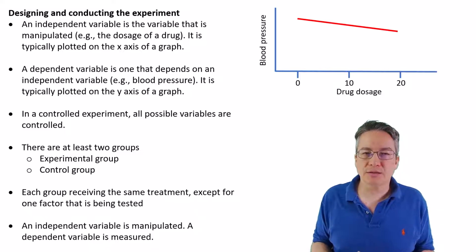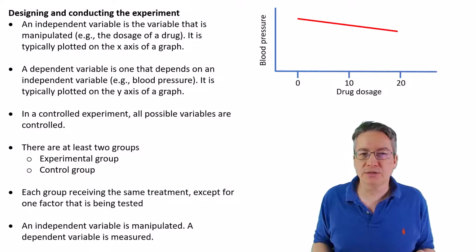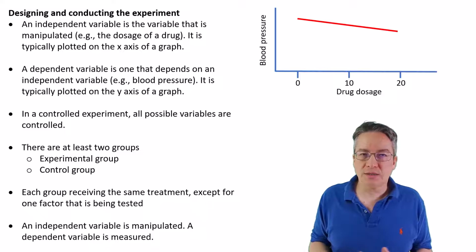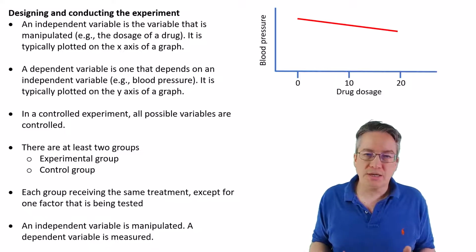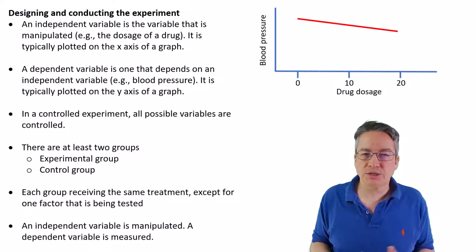So in this particular case, I have blood pressure as the dependent variable, and that's typically plotted on the y-axis of a graph. And you can see here I have a line drawn in red, and you can see at a drug dosage of 0, you have a certain blood pressure. At a drug dosage of 10, you have a slightly lower blood pressure. And at a drug dosage of 20, the blood pressure is even lower. So we can see there's a relationship here, okay? And we'll talk more about that sort of relationship in a moment.